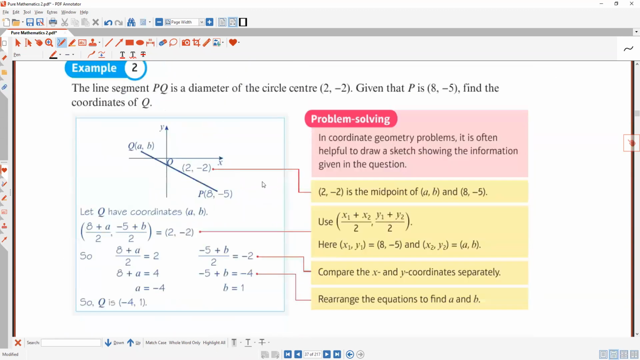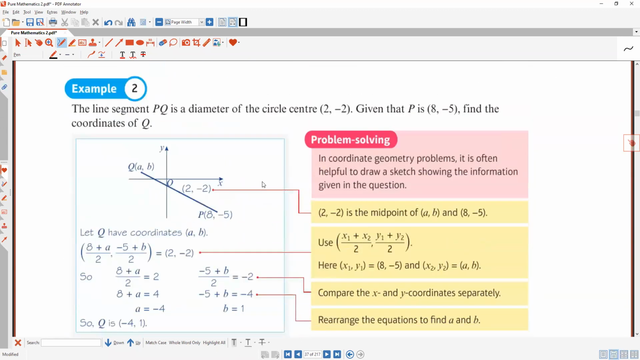Now let's talk about example 2 over here. In this case, the line segment PQ is a diameter. So P and Q are the ends of the diameter. The center has been given to you, and P has been given to you.